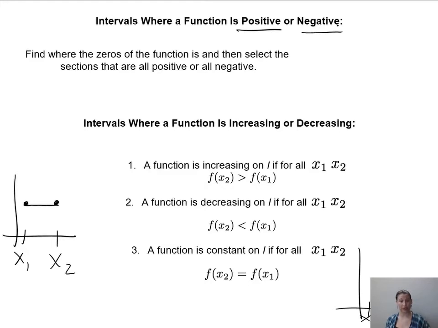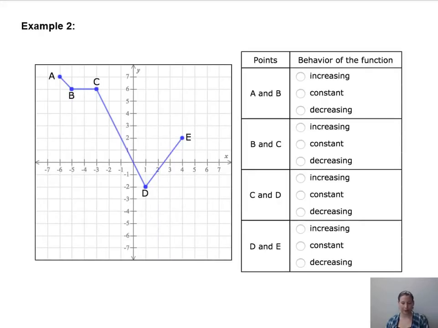Is it going down? Is it going up? Is it staying the same? So it's different aspects of a graph or a function that you need to pay attention to for each of those. Okay, so let's look at an example now.